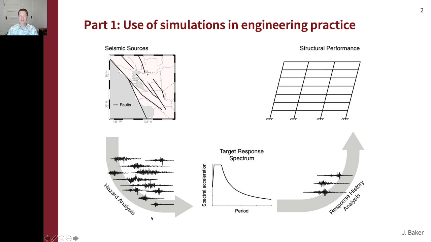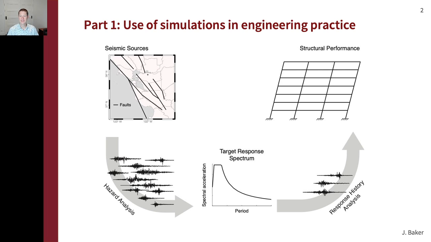And in that hazard analysis stage, traditionally the prediction of ground motion amplitudes has been done using empirical models, but increasingly ground motion simulations are utilized at that step in order to simulate ground motions and then assess through those simulations what ground motion amplitudes could be expected from a particular seismic source.